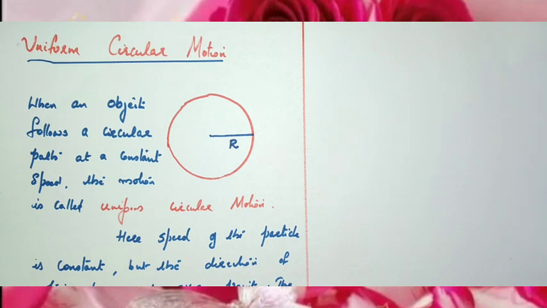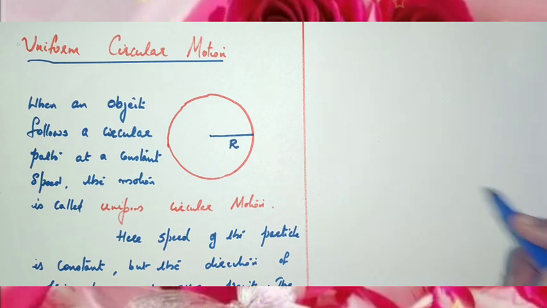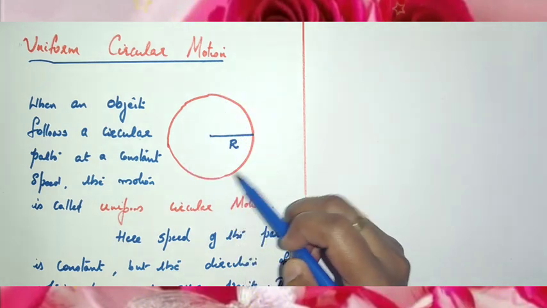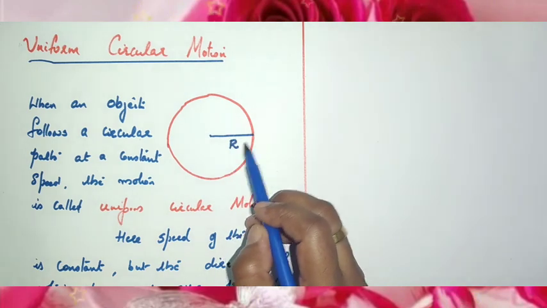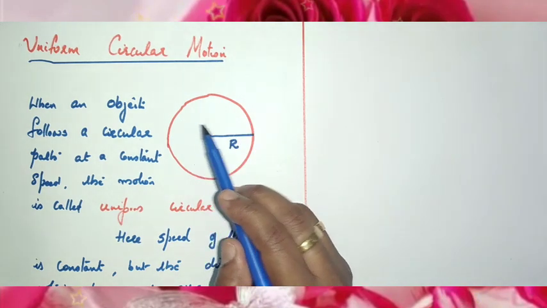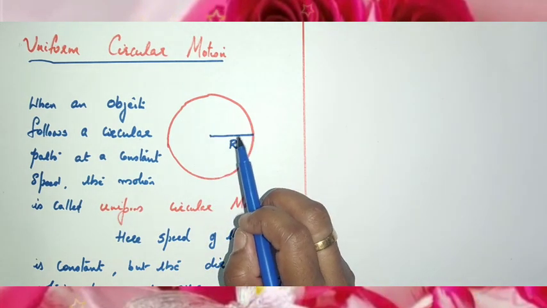Uniform circular motion. If an object is moving in a circular path at constant speed, that motion is called uniform circular motion. For example, here this object is moving in a circular path of radius r. At each and every point, what happens? The direction of motion changes.